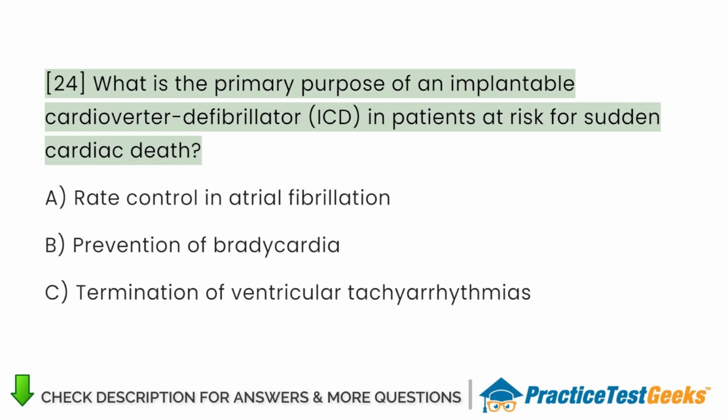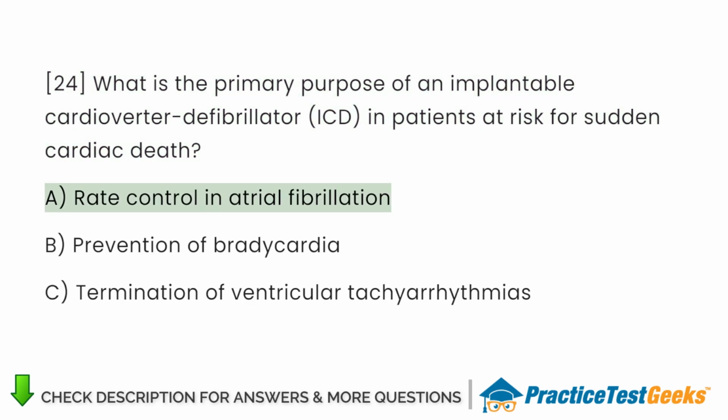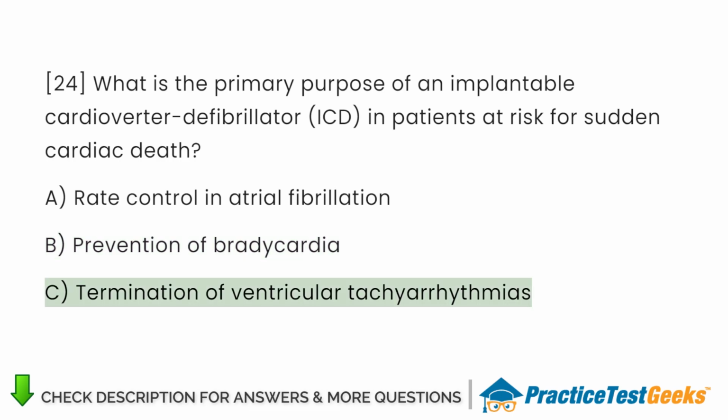What is the primary purpose of an implantable cardioverter defibrillator (ICD) in patients at risk for sudden cardiac death? A. Rate control in atrial fibrillation. B. Prevention of bradycardia. C. Termination of ventricular tachyarrhythmias.